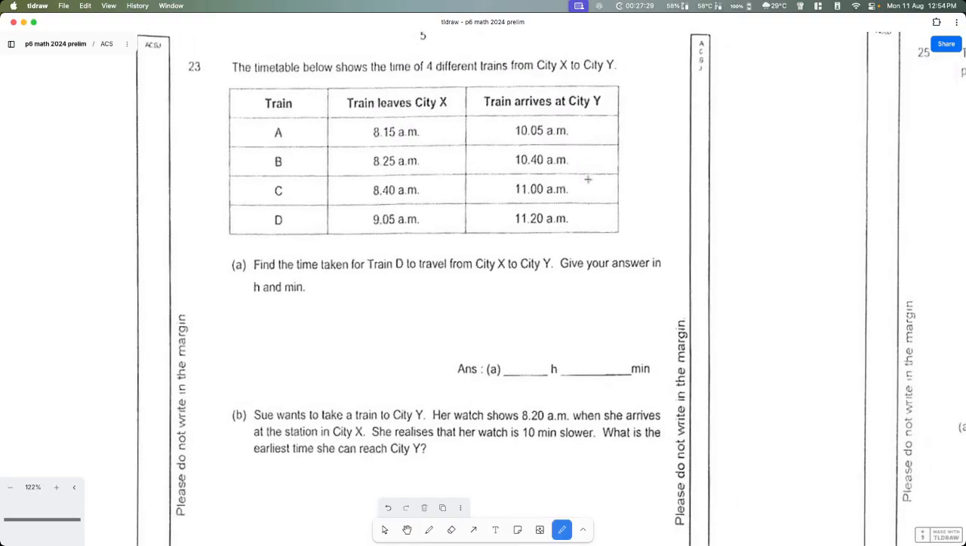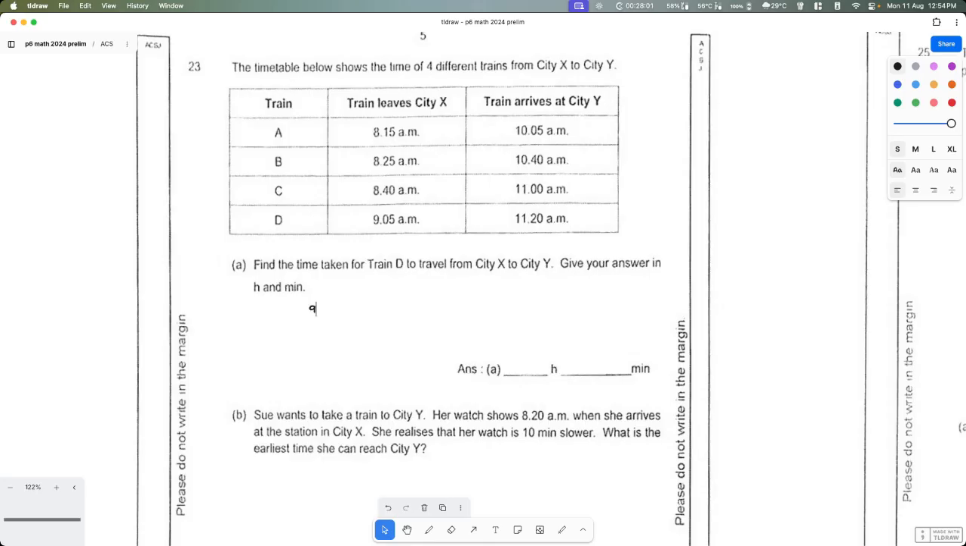Question 23 says here, the timetable below shows the time of 4 different trains from city X to city Y. Train leaves, and these are the different timings. Okay, so find the time taken for train D, which is this one, to travel from city X to city Y. Give your answer in hours and minutes.